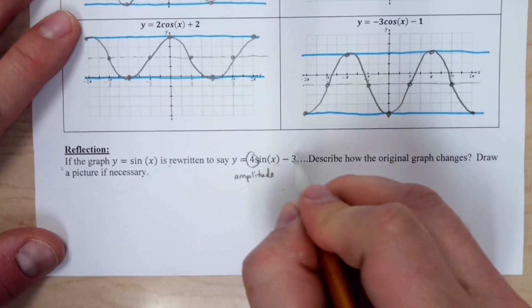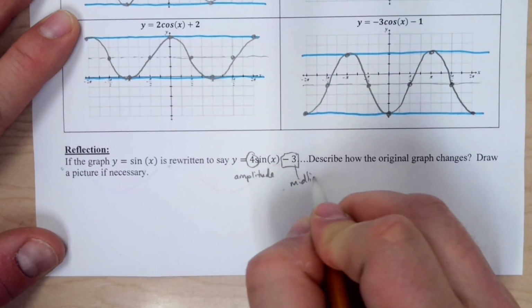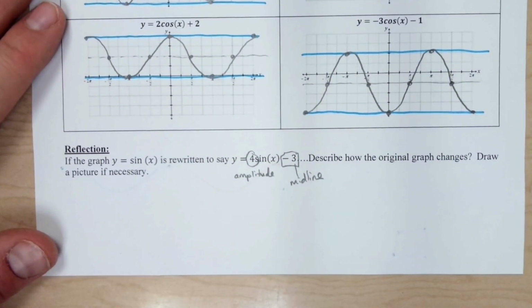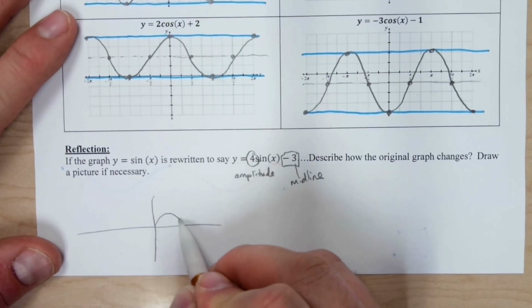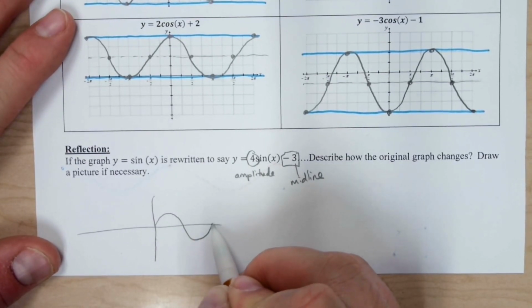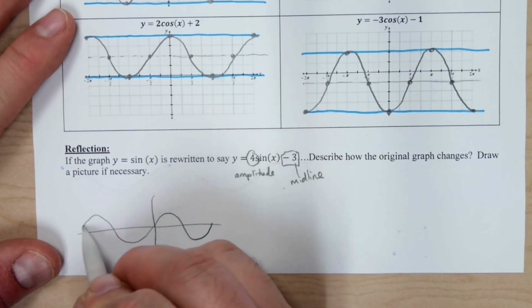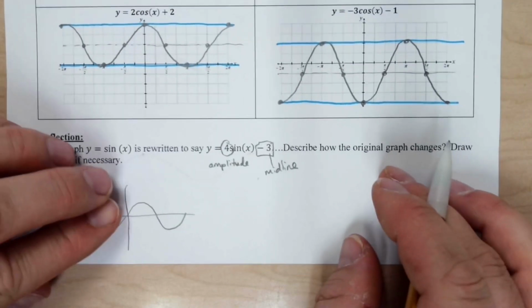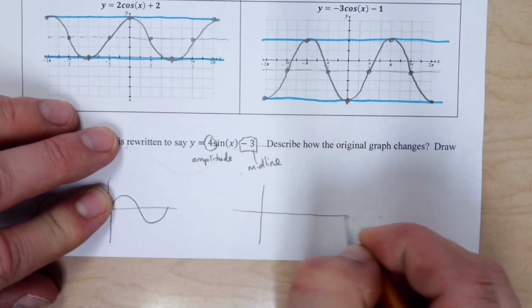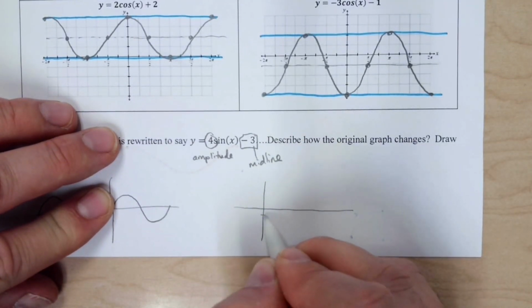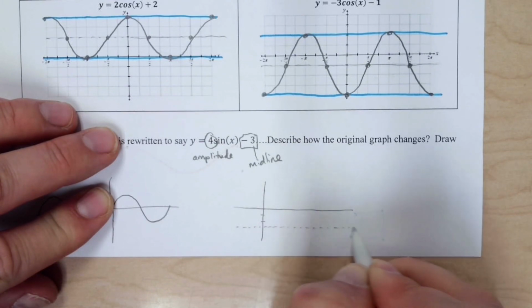The reflection question says, if sine was rewritten to 4 sine of x minus 3, describe how the original graph would change. Well, if it was the sine of x, it would look like this. And then I'd go backwards. Right? But because it's not the sine of x, because it has a -3, I would first see the center of the waves move all the way down to -3.